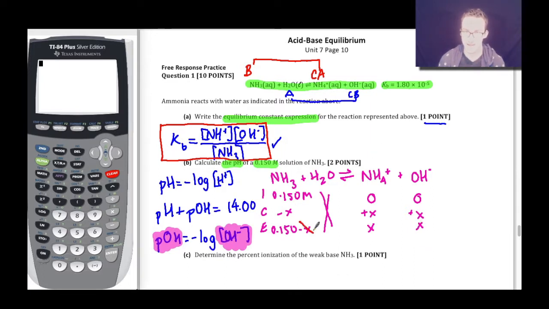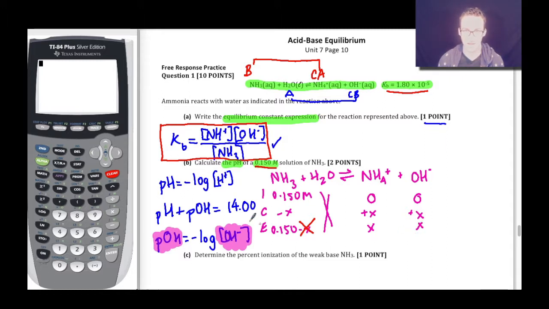Now in this example, we can neglect the change in X for our ammonia concentration. And the reason why we can do that, and the general rule of thumb to let you know when you can just neglect X, is to think about what the initial concentration was and compare that to your K value. If the concentration is 1,000 times larger than your K value, then the change is going to be small enough that it's not going to have a huge effect on the pH of the solution. So what this means then is our equilibrium concentrations for the ammonia are 0.150, for the ammonium ion is X, and the hydroxide ion is X.